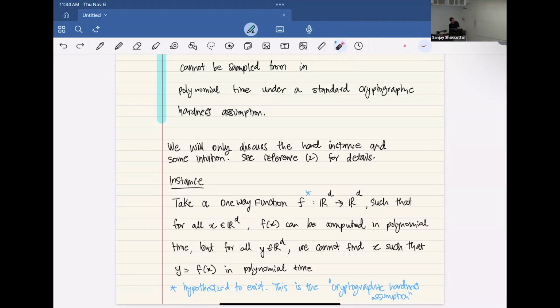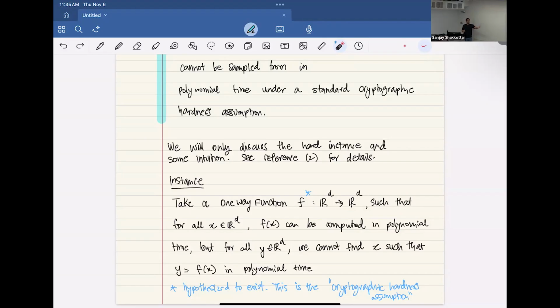So can you define exactly what this one-way function is? No, because the one-way function actually takes in arbitrary length. The length of the input to the one-way function is unconstrained. For us, it is a function from R^d to R^d. This is actually not correct, but for us, let's just pretend it is. It is a function from R^d to R^d such that f of x can be computed in polynomial time. So for any x, I can compute the value of f of x quickly.